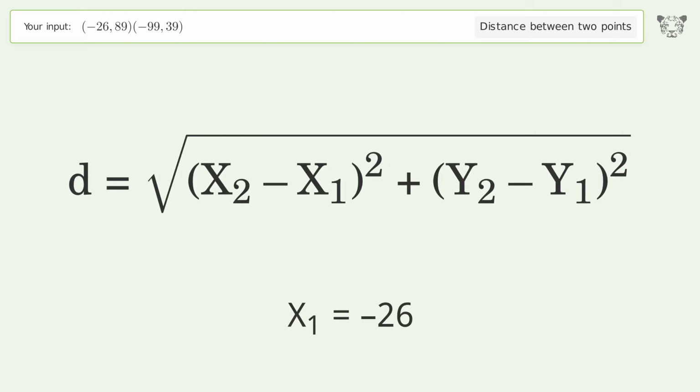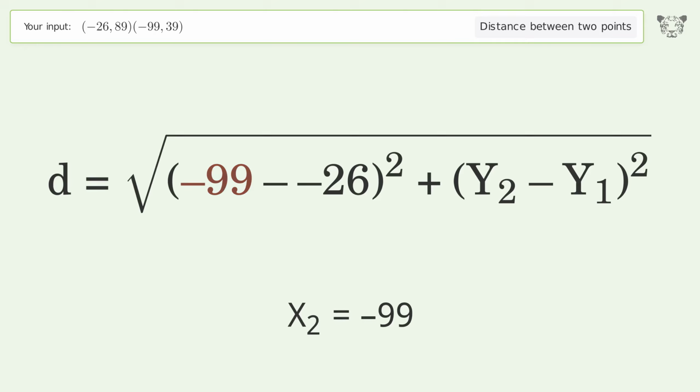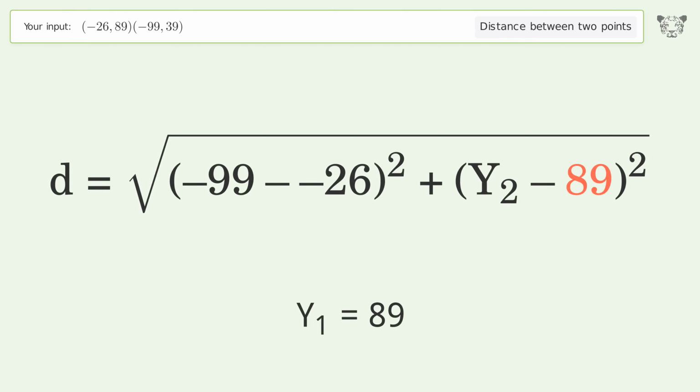x1 equals -26. x2 equals -99. y1 equals 89. y2 equals 39.